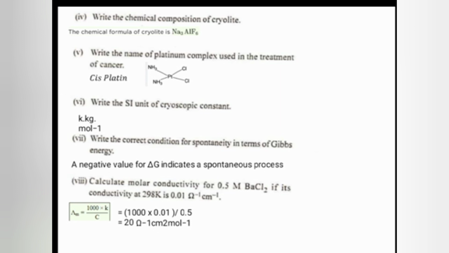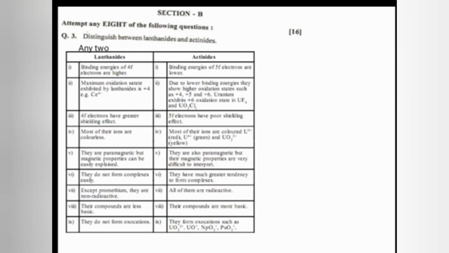Unit of cryoscopic constant is Kelvin kilogram per mole. Write the correct condition for spontaneity. So delta G should be negative for spontaneous reactions. Calculate molar conductivity. So molar conductivity is 1000 into kappa divided by concentration. A simple numerical they are asking.